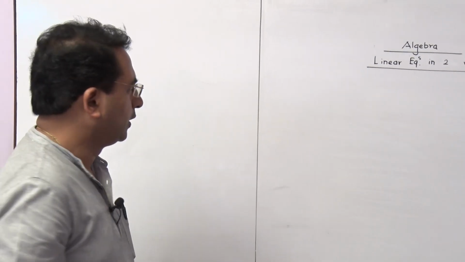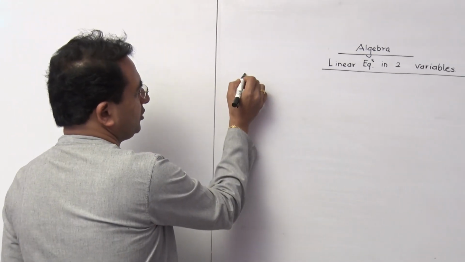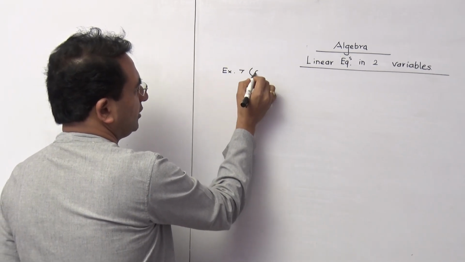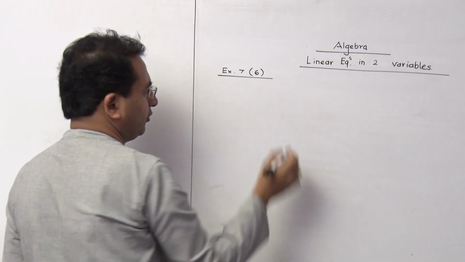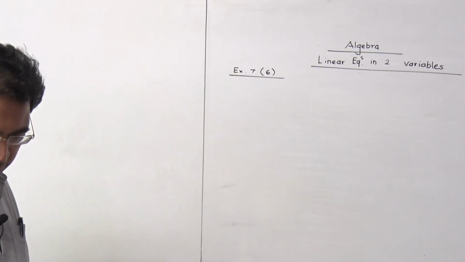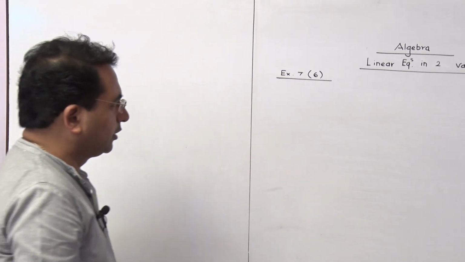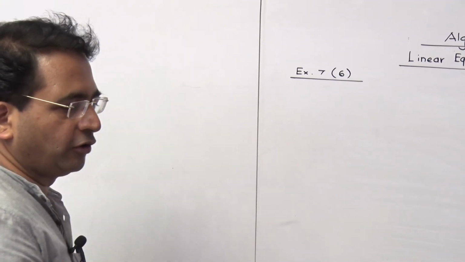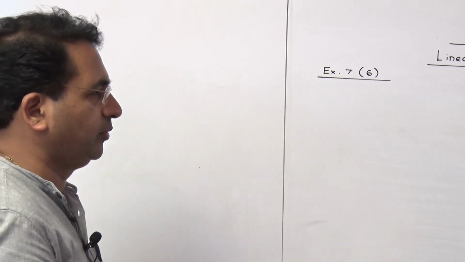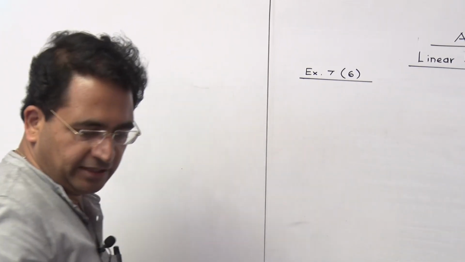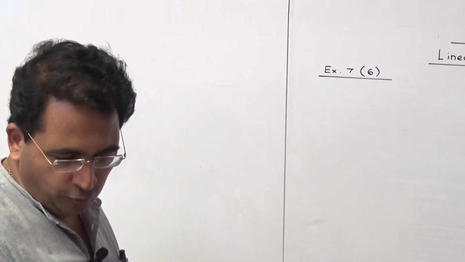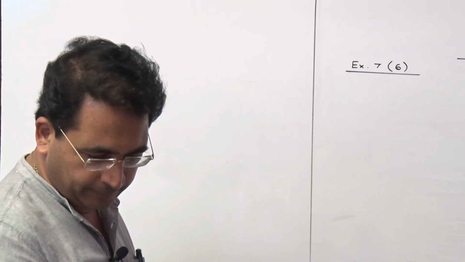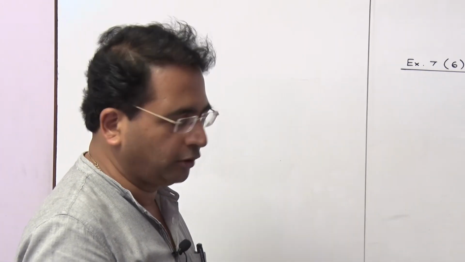Let us go for the last question in this session. It is example number 7, the last sum, number 6, sub question number 6 from the problem set. I am not writing the question here. You keep your textbook in front of you and just correlate my explanation with that. They have given there are two places A and B which are 30 kilometers apart. They are on a straight road.